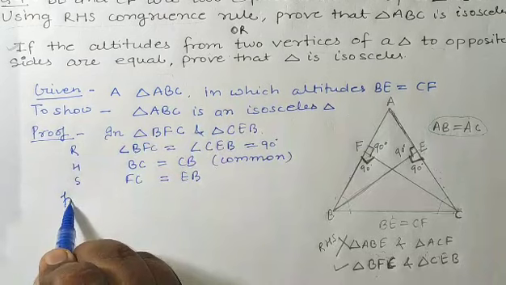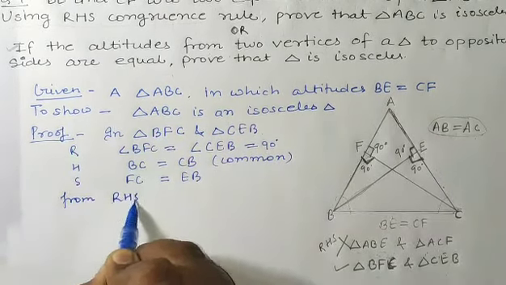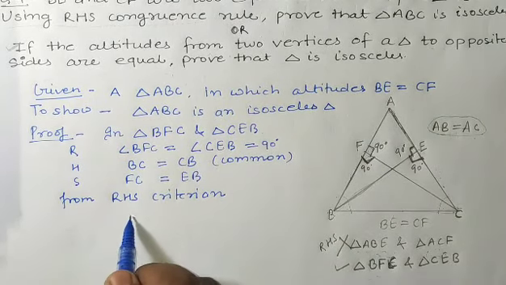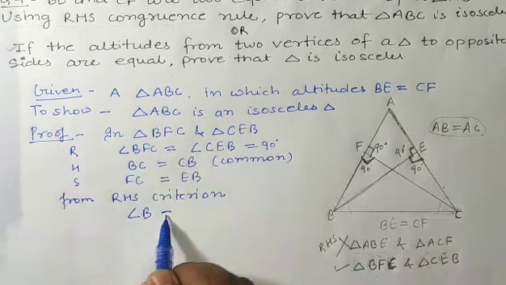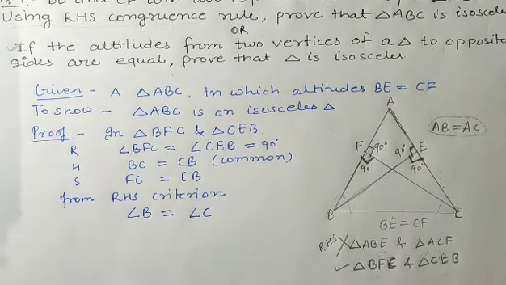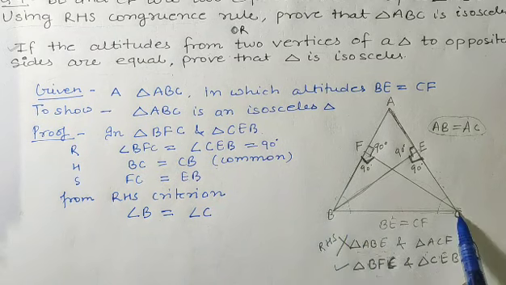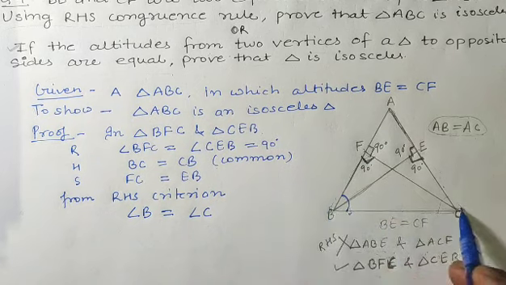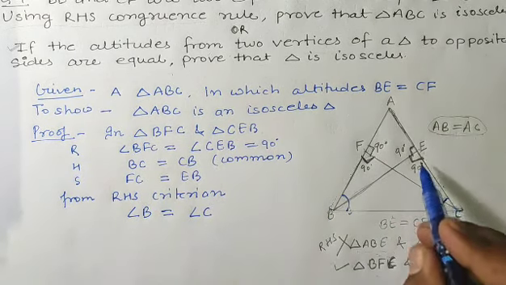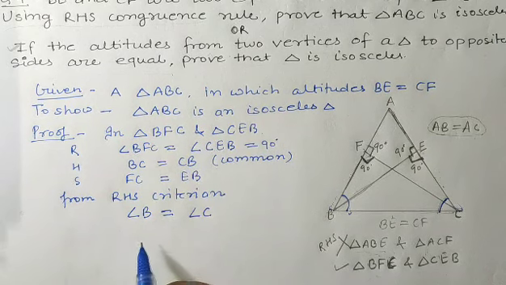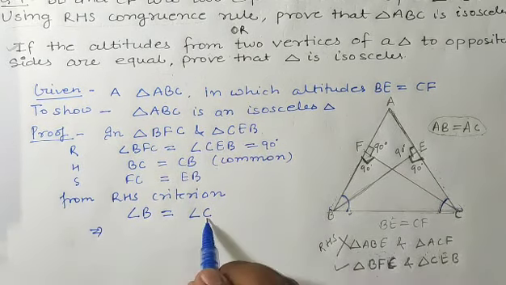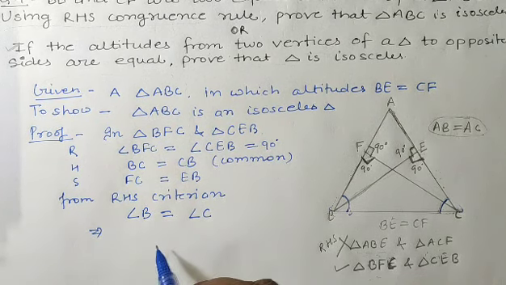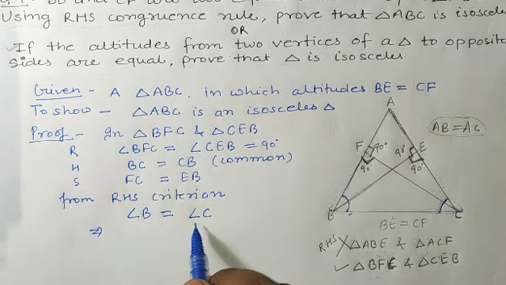So from the RHS criterion, we can say that angle B of the first triangle is equal to angle C of the other triangle. If this triangle is congruent to this triangle, then the whole angle B of the first triangle is equal to the whole angle C of the second triangle. Students, if angle B is equal to angle C, then it implies that the sides opposite to equal angles are equal in a triangle.